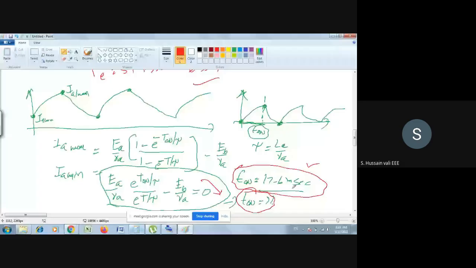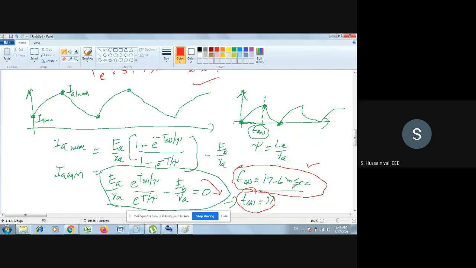We find T and compare it with the actual T. If the actual T is more, then obviously it is continuous conduction. Otherwise, if the minimum T which we get here is less than the actual value, then it is continuous conduction; otherwise, it is discontinuous conduction. You can easily solve this equation and get that result. It's not a big deal here.